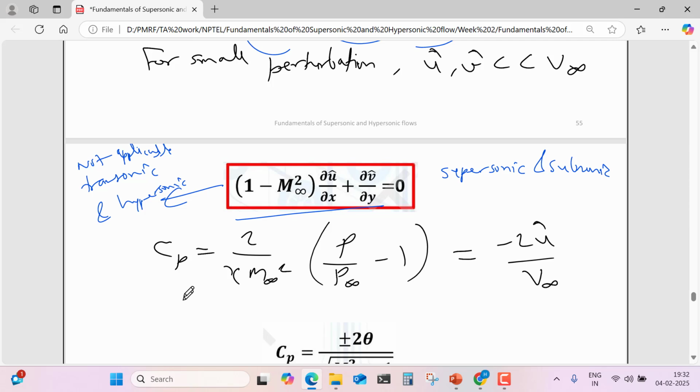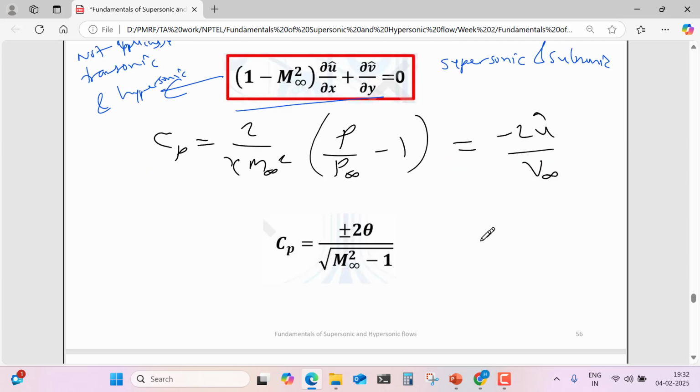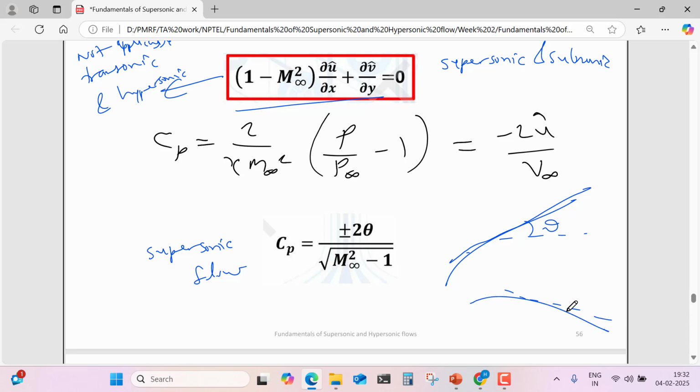We can also find that Cp will be given by minus 2 u cap upon V infinity. For an accelerating surface with inclination theta, Cp will be given by 2 theta upon under root M infinity square minus 1, where M infinity is the minimum for supersonic flow. And if there is expansion, then it will be given by minus 2 theta upon under root M infinity square minus 1.